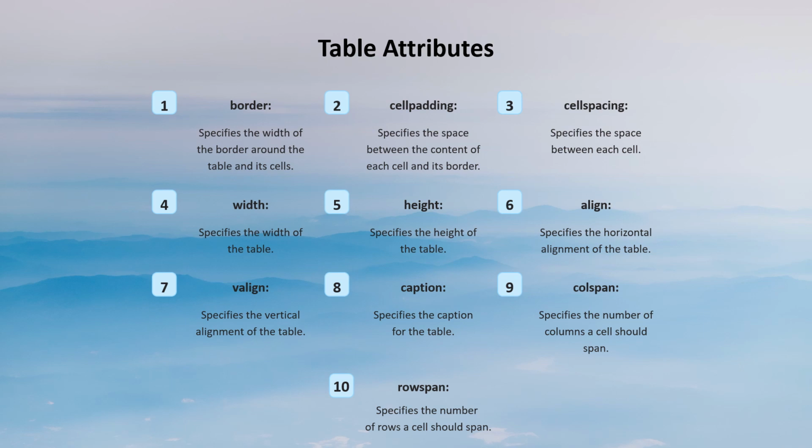Now the caption. The caption element is used to add a title or a caption to a table. It's not an attribute but a separate element. Now the colspan and rowspan. These attributes define the number of columns a cell should span, while rowspan defines the number of rows a cell should span. Colspan is used to merge columns and rowspan is used to merge rows.